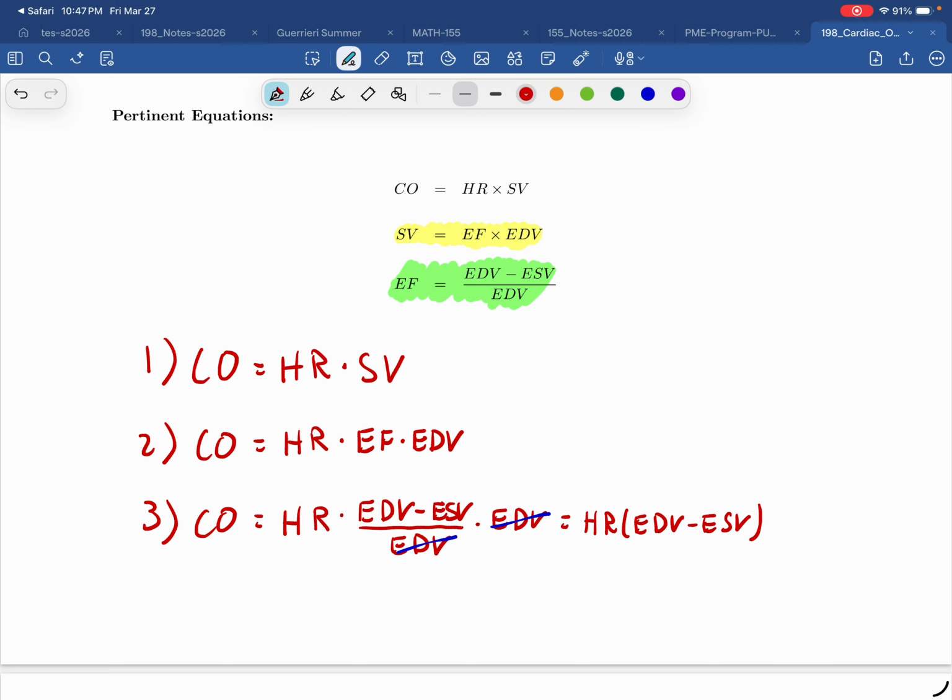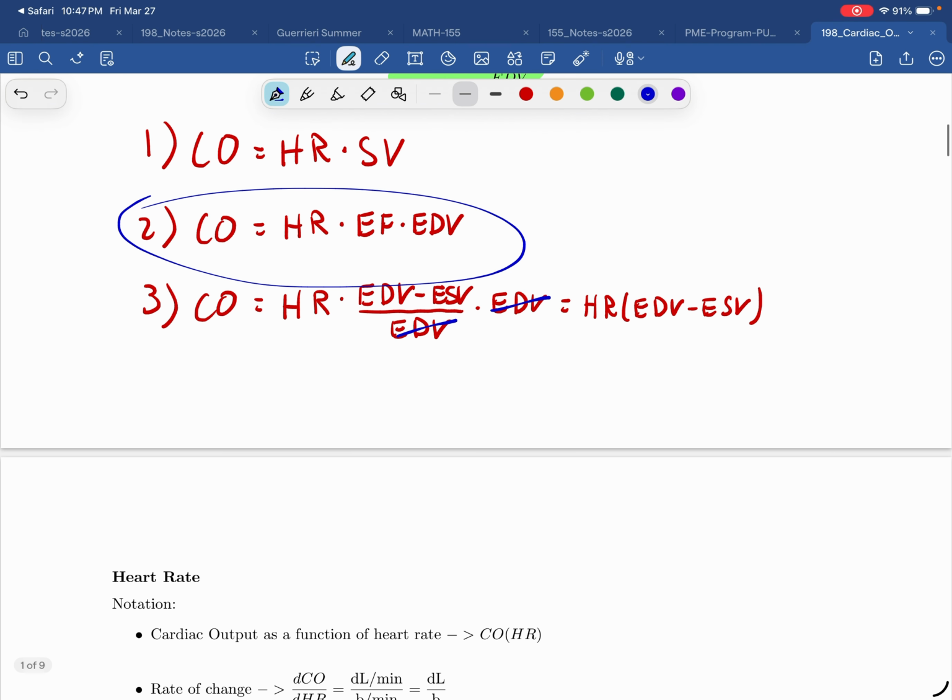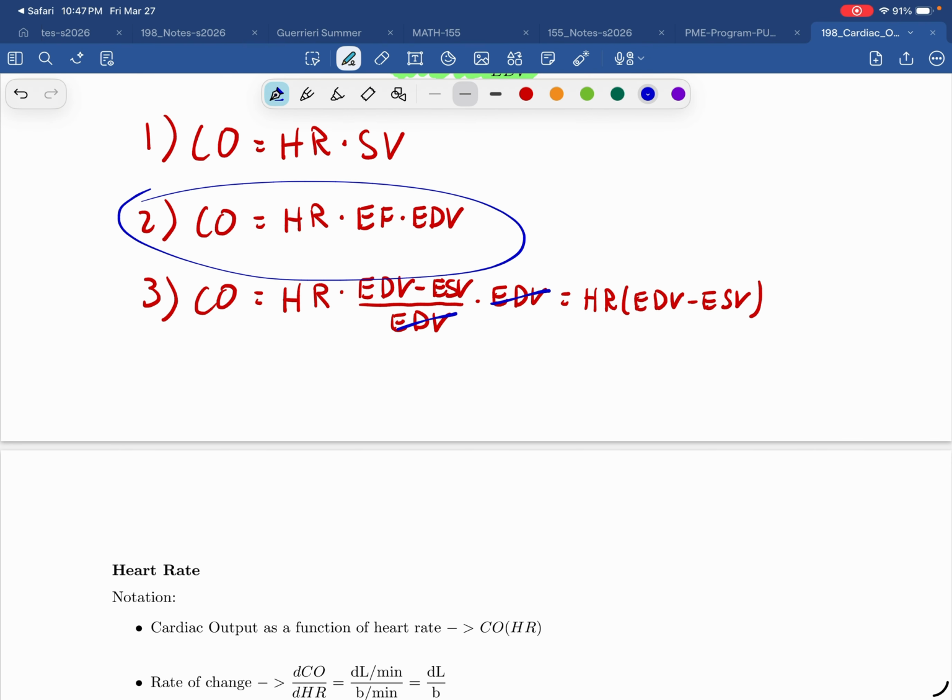Now, for this video, we're going to focus a lot on equation 2, or function 2, however you want to call it. We're going to represent cardiac output as a product of heart rate, ejection fraction, and diastolic volume. And later on, after the video, you will need to maybe continue using it that way, or possibly number 3.